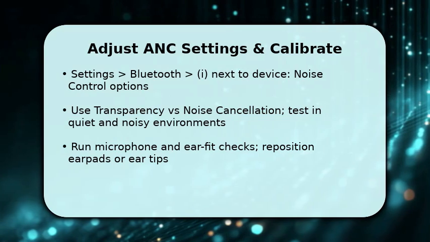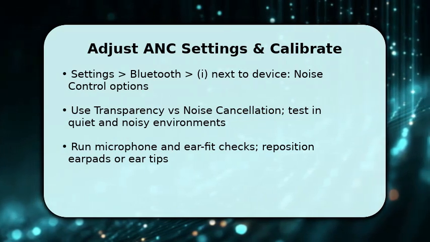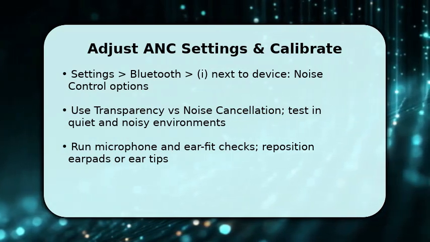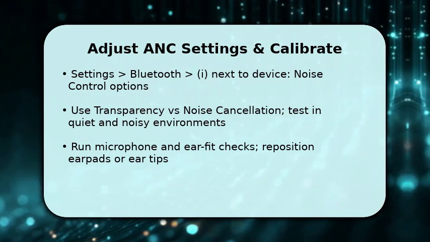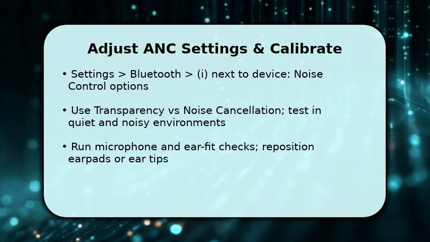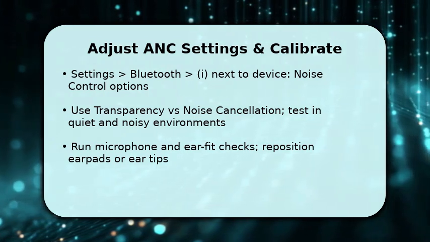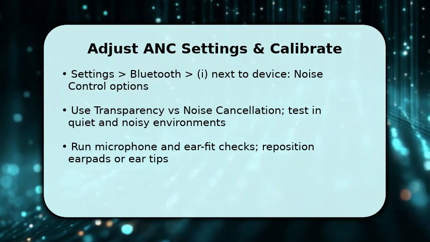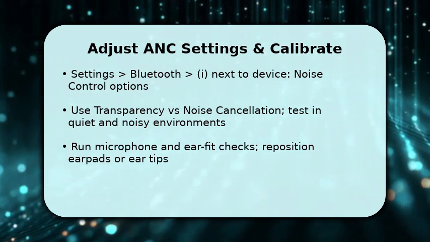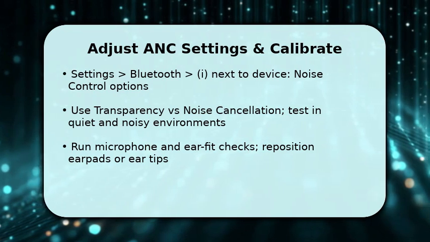Now refine noise cancellation by selecting your device in Bluetooth settings and choosing noise control options. You'll switch between transparency and noise cancellation while listening for differences. Once you select noise cancellation, test in both quiet and noisy spaces to confirm ANC is actively reducing low-frequency hums. This reveals whether fit or software is the issue.